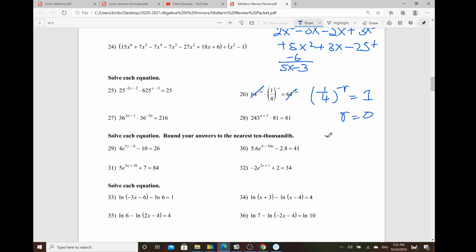And then the other one, 243 to the power of n plus 3 equals 1, because 81 divided by 81 is 1. And for those of you wondering what n is, n for this one would be negative 3.